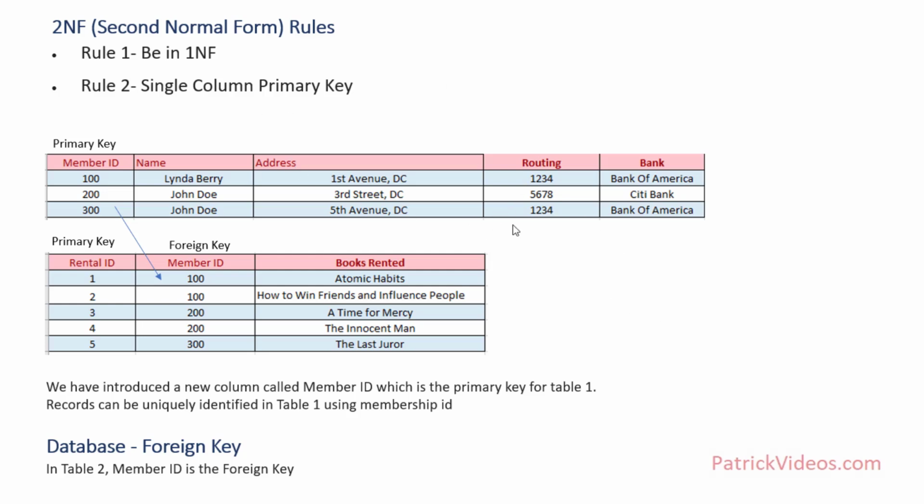So we can see that these two tables are now in the second normal form. So now you can see that we have brought this table into the second normal form by splitting them into multiple tables. So the second table has its own primary key, like say rental ID, which is also unique, 1, 2, 3, 4, and 5.